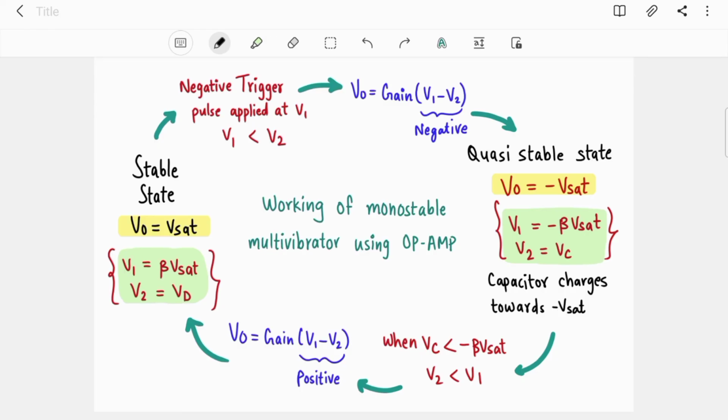So in the next video, I will cover the derivation of the frequency of oscillations for this circuit. I hope the working of the monostable multivibrator is very clear now.